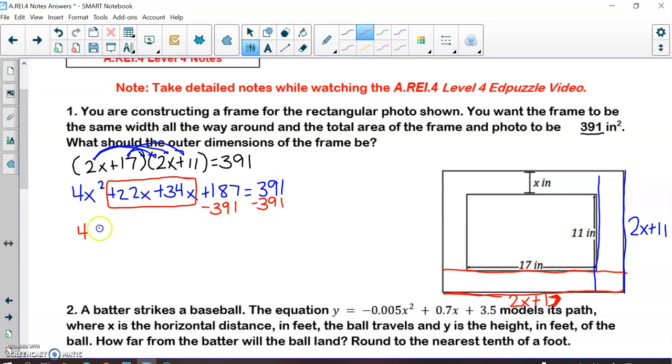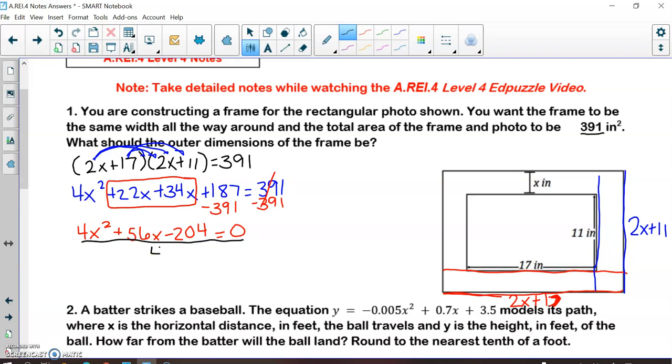So I have a 4x squared plus a 56x minus a 204 is equal to 0. Once you have your equation set equal to 0, if you are using factoring, you need to decide between the x or the box method. You are more than welcome to use the x method on this problem. However, you may have noticed that there's a GCF of 4.